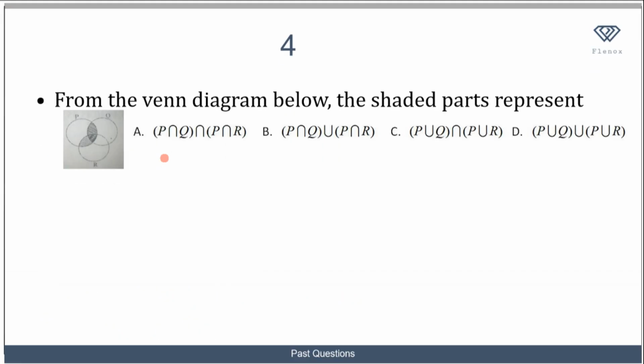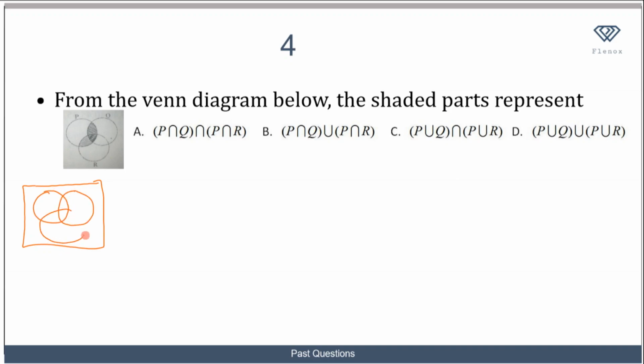So now let's move on to the next example. We are told that from the diagram below, the shaded part represents something. I'm sorry for the quality of the picture here, because I just screen grabbed it from somewhere, so it's not really looking clear. But to draw out what is there, this is what is there, so you can see it clearly.